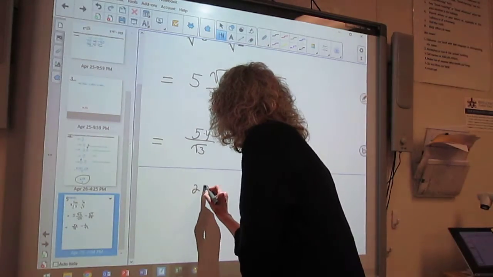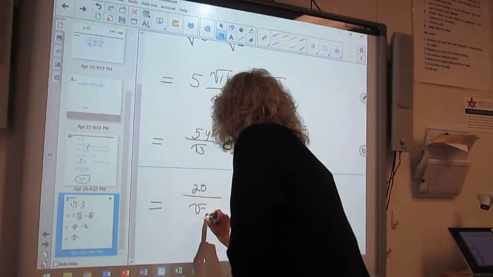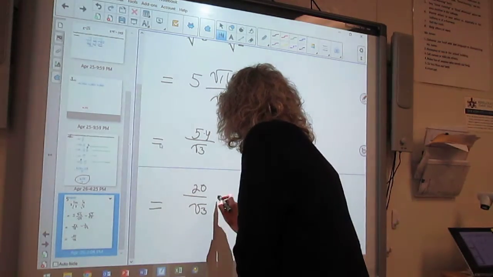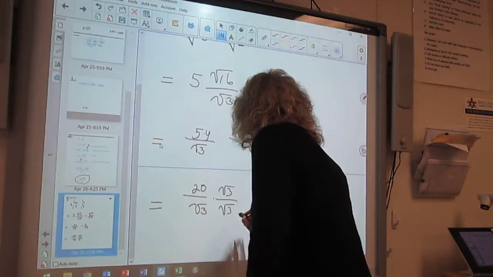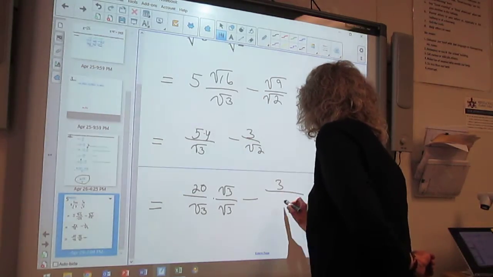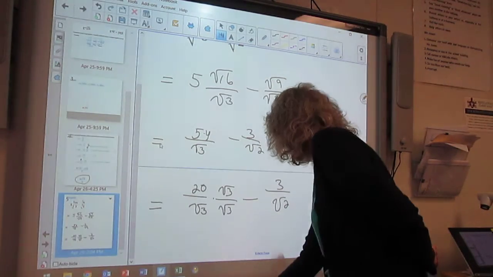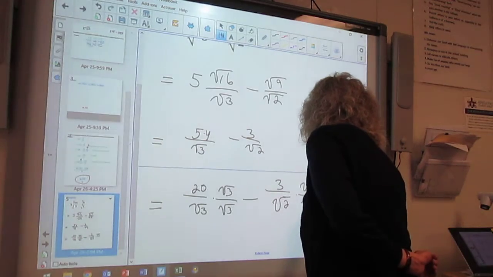So we have 20 over the square root of 3, and I'm going to multiply that by the square root of 3 over the square root of 3. And I'm going to take this one, which is the square root of 2, and I'm going to multiply that by the square root of 2 over the square root of 2.